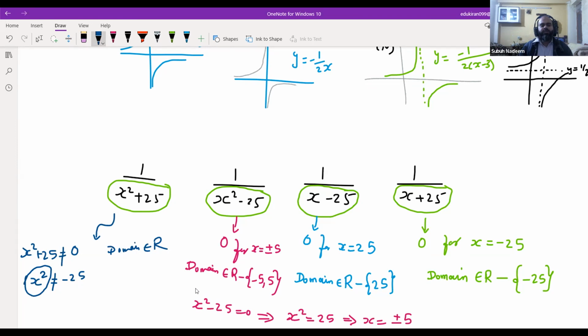Are you getting it? Yes, sir. So in rational function, if you want the domain, then you should make the denominator not equal to 0.